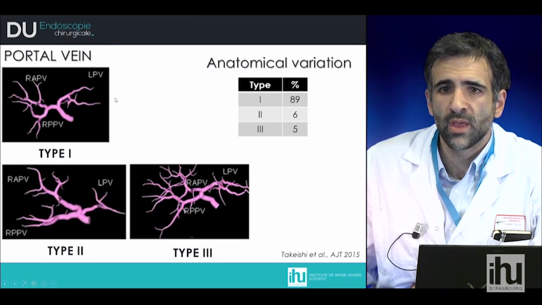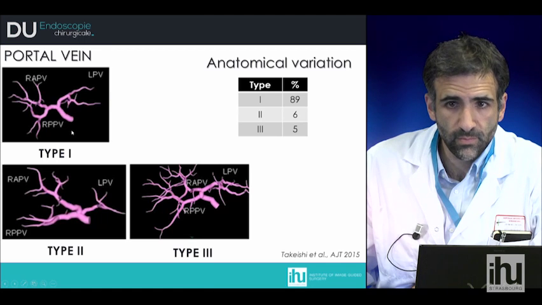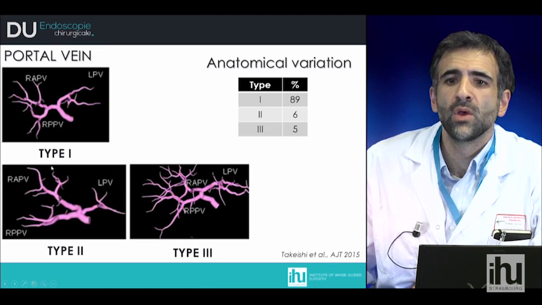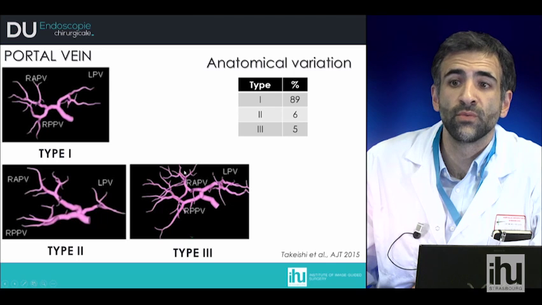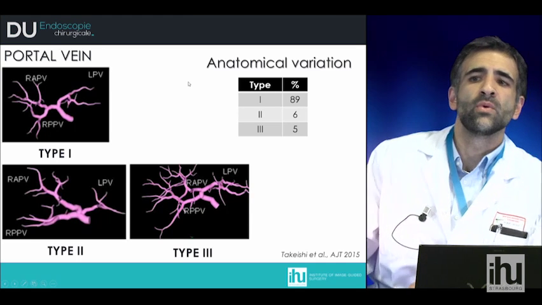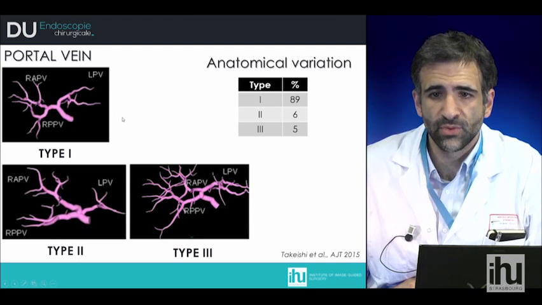Other situations have an aberrant right portal vein, which can come from the left branches, or other situations that are extremely rare and which are typical of type 2 and type 3.